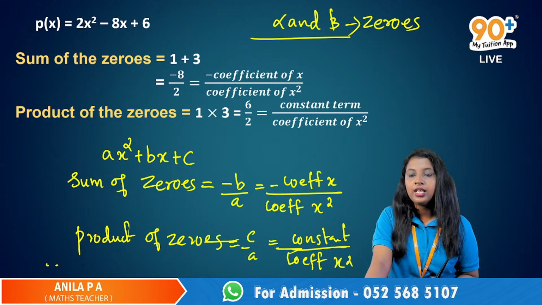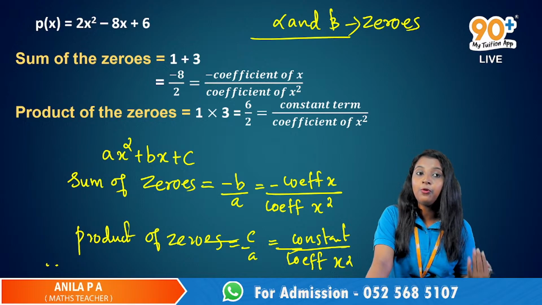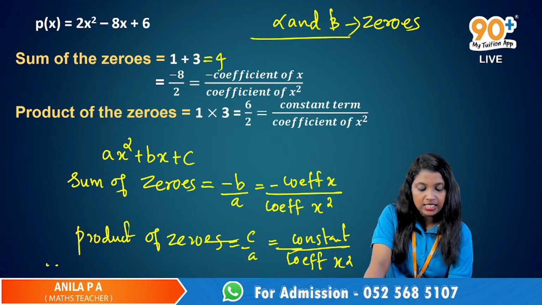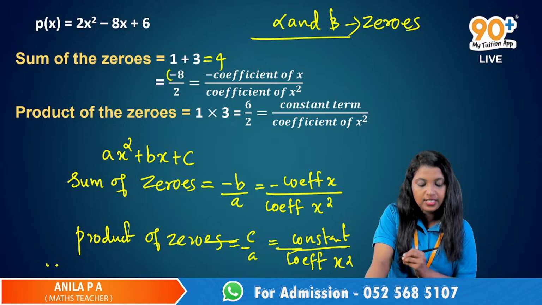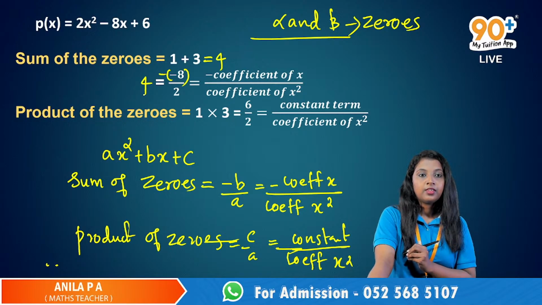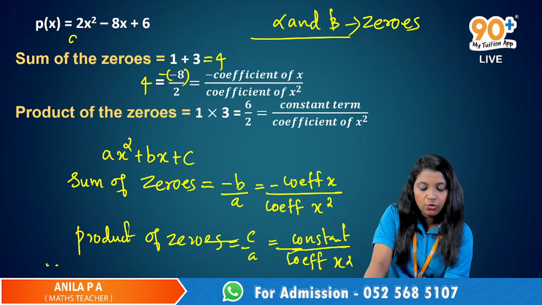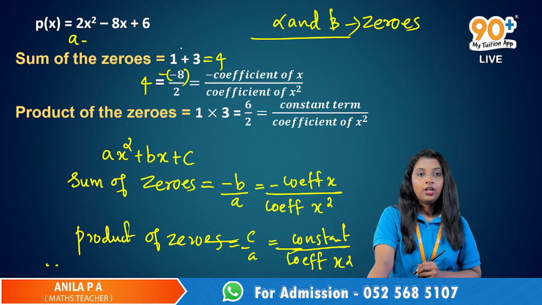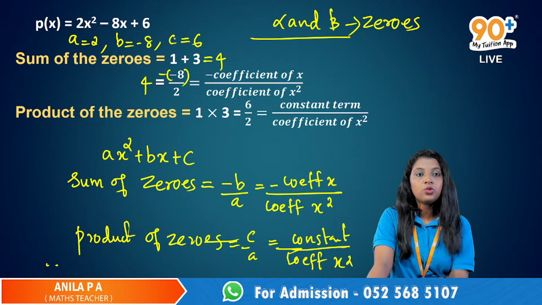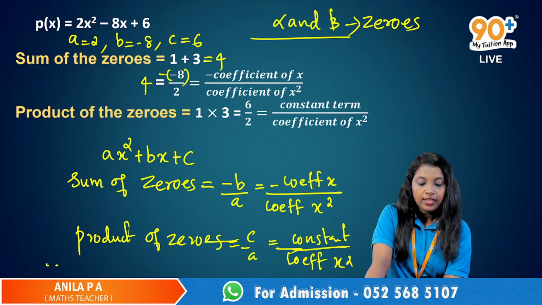I'm getting 4 in the sum of zeros from the polynomial, and here I just forgot to put one negative sign. Negative of negative 8 by 2, that is also 4, right? Here we have a is 2, b is negative 8, and c is 6. When we solve this, we got the zeros of the polynomial as 1 and 3, and the sum of zeros is 4.